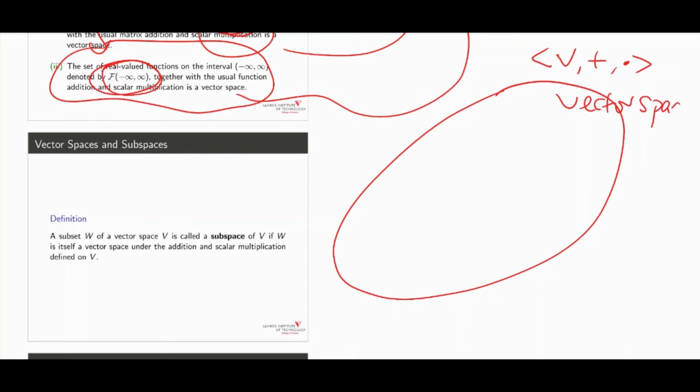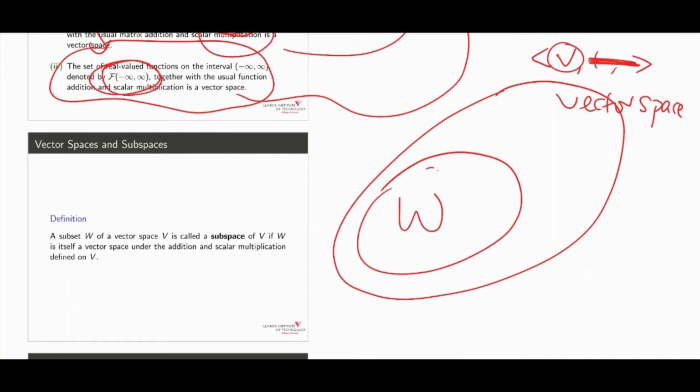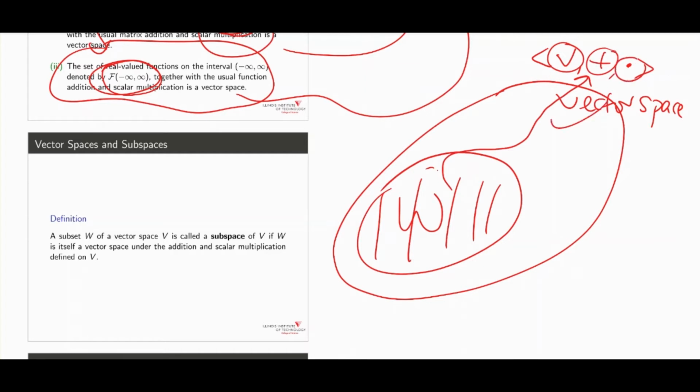So let's forget about the two operations here for a moment and just concentrate on the set. Let's say we have another set, which we call W. All right, so W is a subset of V, right? In terms of just the set, W is a subset of V. Now let's look at the operations, the addition operation and scalar multiplication. Now look at all the elements that are in W, and make sure that you can add the elements in W using the addition operation and scalar multiplication that are defined for V.